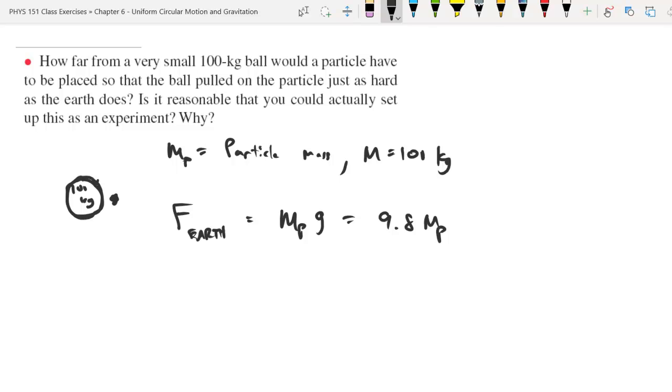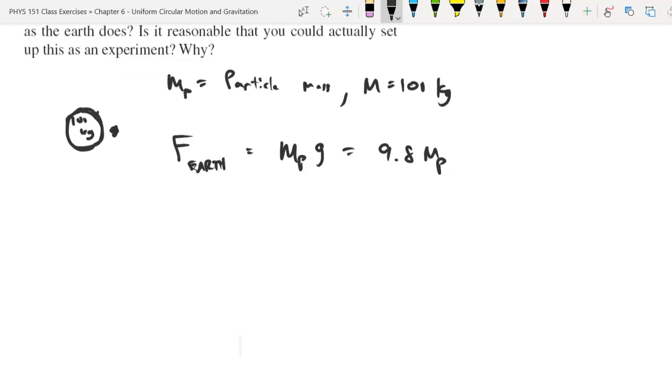We also know that the gravitational force, Fg, is equal to the gravitational constant times the mass of object 1, times the mass of object 2, divided by the distance between them squared. Well, we have object 1 and object 2. That's just going to be our particle, which I'll call MP, and then the other, the 100 kilograms, is M, right? And so that's the gravitational force.